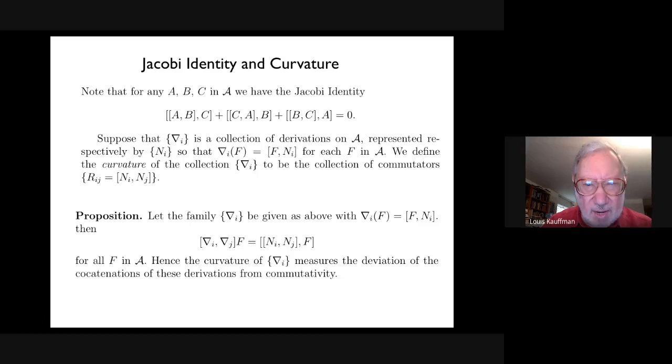Now, in particular, I define in this algebraic context the curvature of a derivative in the ni direction to be the commutator of the directional operators for the two derivatives. That is, you can calculate that the commutator of the operations, delta i of delta j of f minus delta j of delta i of f, is the same as taking the commutator with f of the commutator of ni with nj.